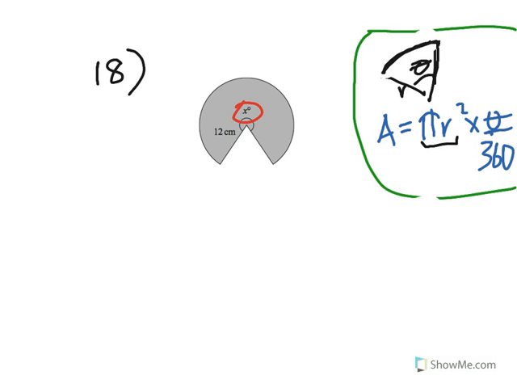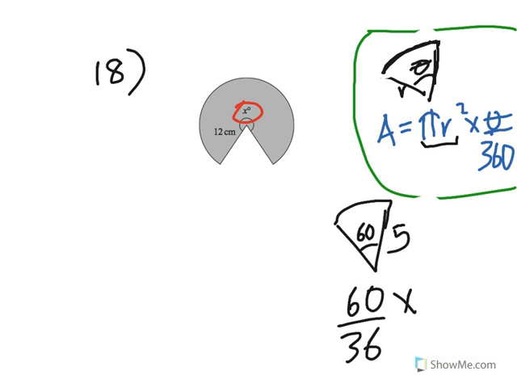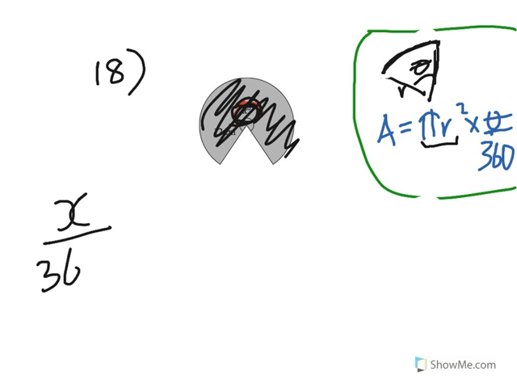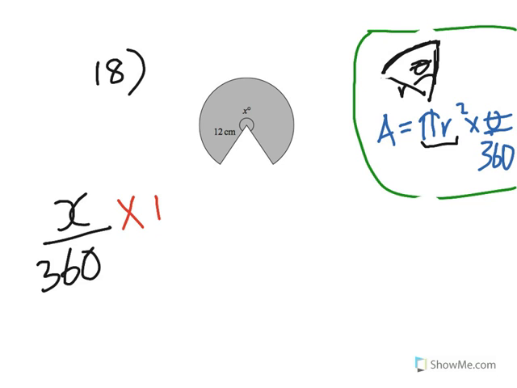So the area of a part of a circle with angle 60, and if the radius was 5, would be 60 over 360 times pi times 5 squared. So that would be the area of this whole part. Now we can apply this to this question. What is this whole area? It's x, which is this angle over here, divided by 360, times pi r squared. And in this case, r is 12. So pi times 12 squared. And this is the whole area.